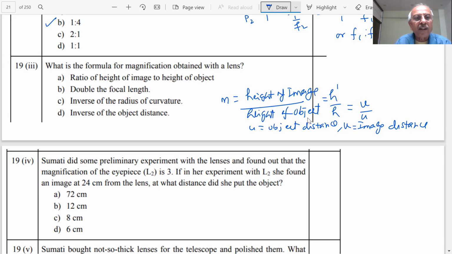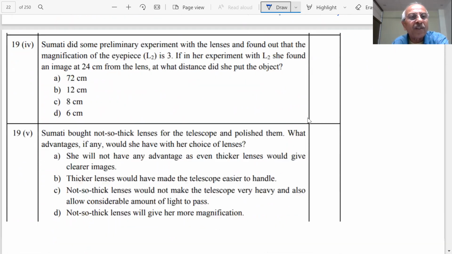Okay, so we already know. So what is the correct answer? The formula for magnification obtained with the lens is the ratio of the height of the image to the height of the object. That is the correct answer. I do not need to read further because only one answer fits, student. So answer A is correct.